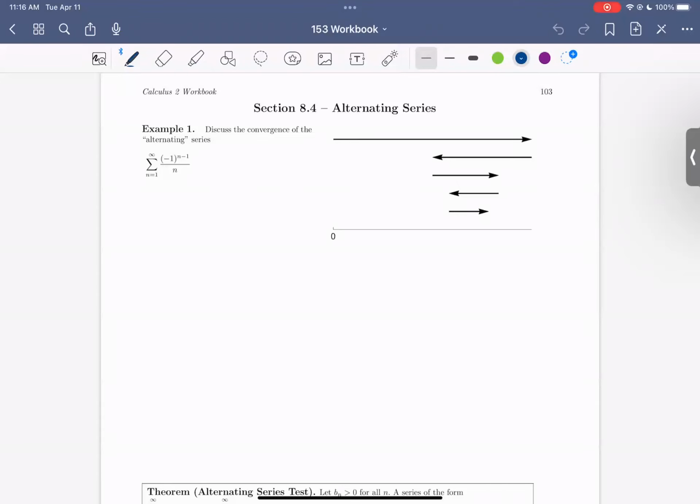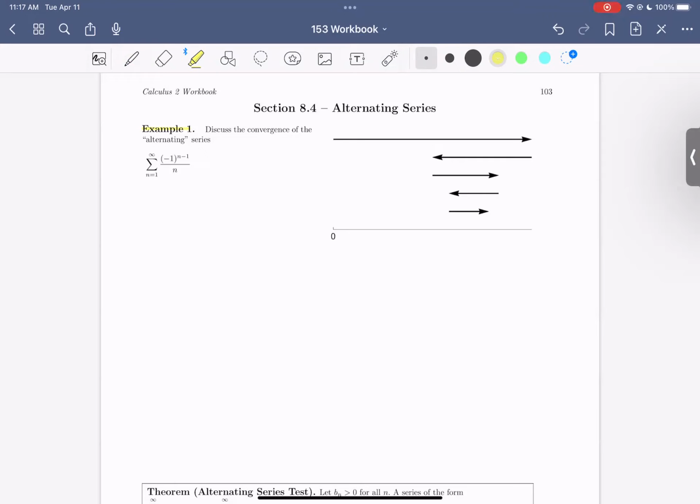In this video, we're going to look at section 8.4 on alternating series. To get started, we're going to begin with example 1, where we look at a situation involving an alternating series. We're going to define an alternating series here in a little bit, but this example will help us get an idea of what types of behavior these series have.